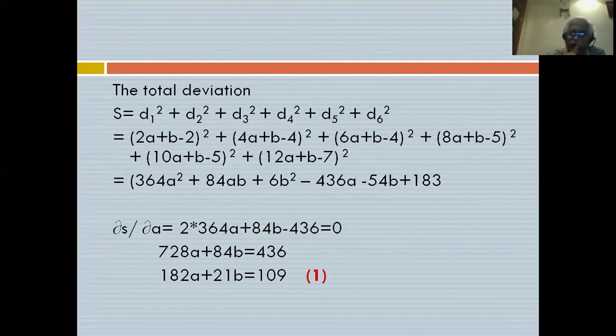D1, the x value is 2, so 2a plus b minus 2. Then D2 is 4a plus b minus 4. So like that, we are calculating the total deviation. We got an equation like this.